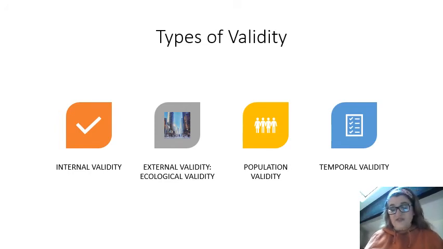Okay, the next one is population validity. Now, the majority of psychological research doesn't actually have population validity. It is difficult to apply to other populations, to the ones that have been studied. But let's have a look at what it is. So, can we apply our findings?